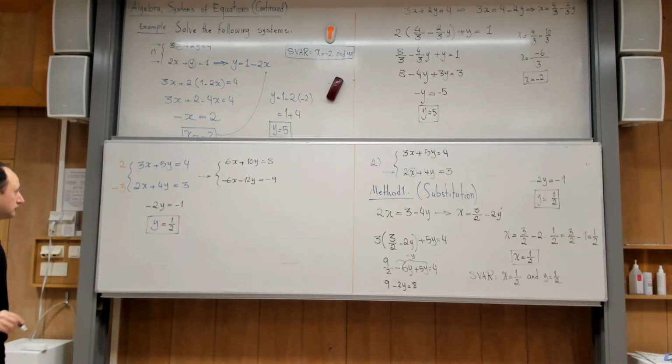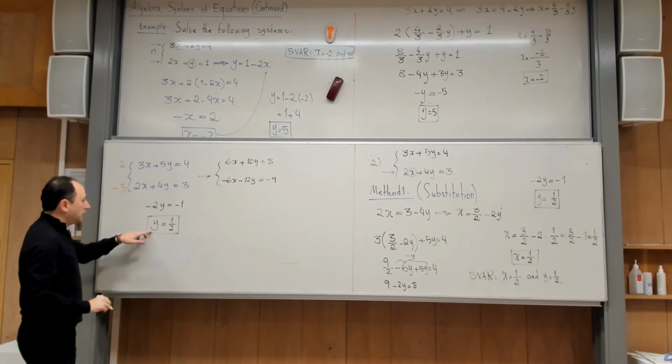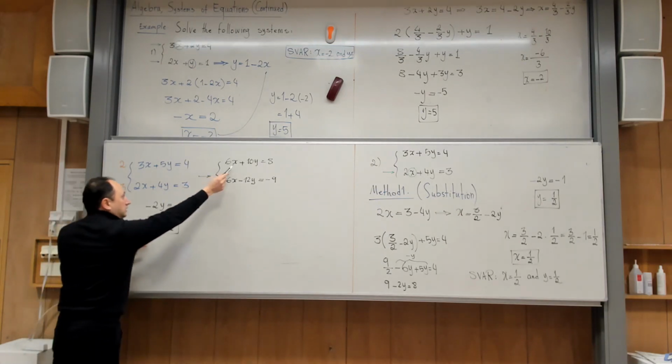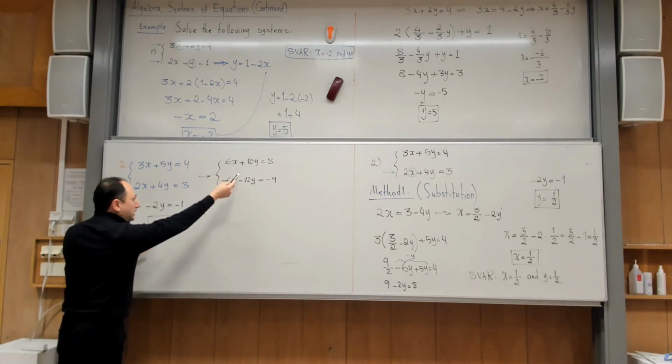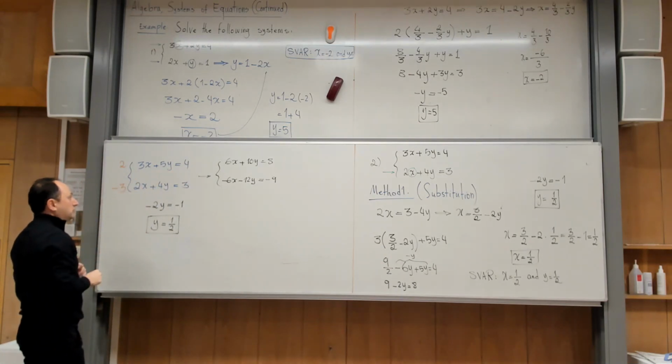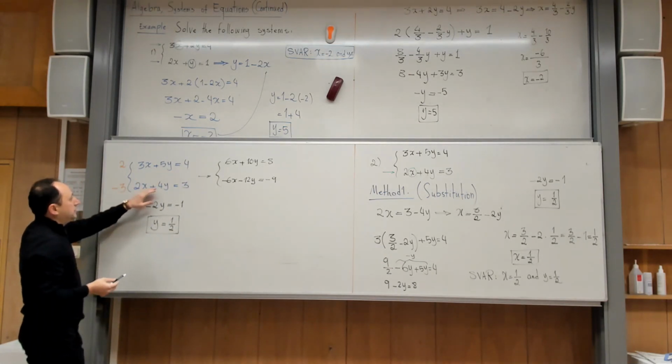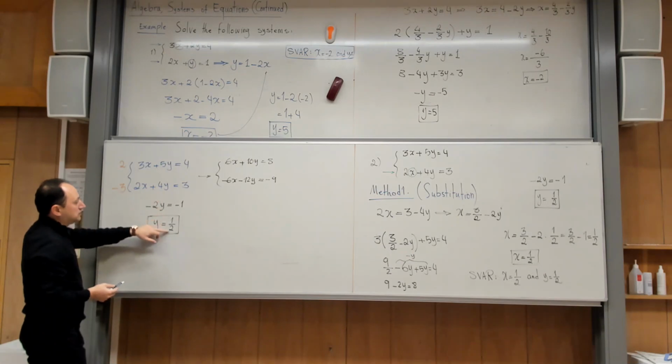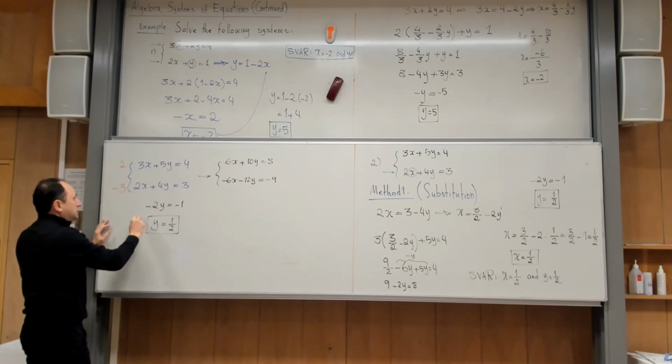Yes? But now when I found y, I can put it here, I can put it here, but these numbers are bigger, so I prefer the original one. Which one do I prefer? I prefer here because this is even. When I multiply it here, I get. So I will put it here. This is my preference. Of course, if you put it here, that's also okay.